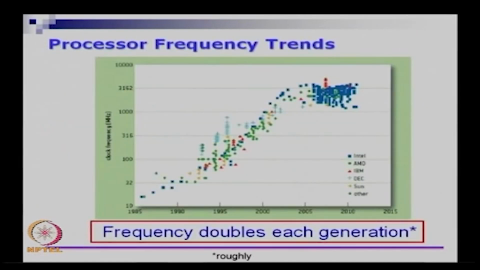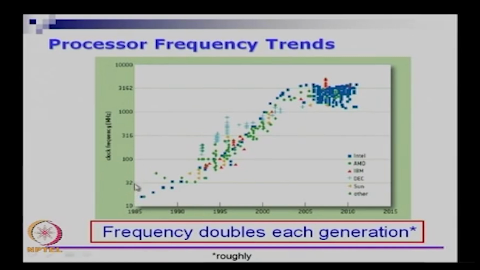Another trend that is useful to know and understand is the processor frequency trend. If you go and look at the frequency at which your desktop or laptop processors run, this has also roughly doubled every generation or so. So every 2 years or so the frequency actually doubled. What you see here on the y axis is again not a linear scale, it is actually a logarithmic scale. So if I go one step here, it is double this number.